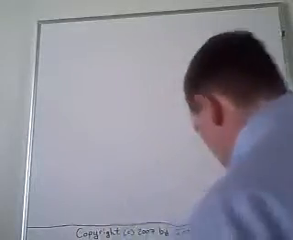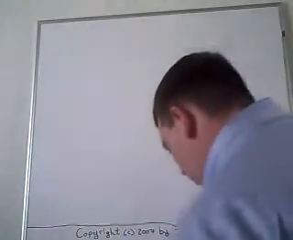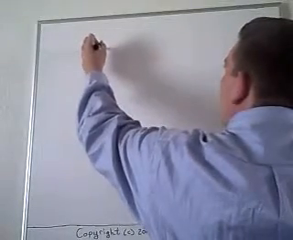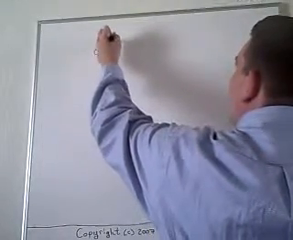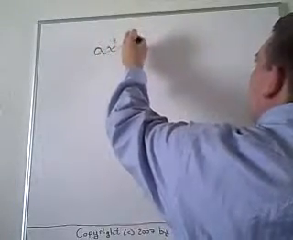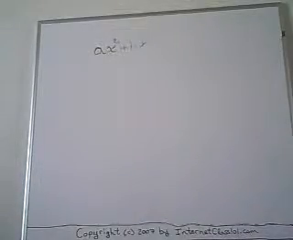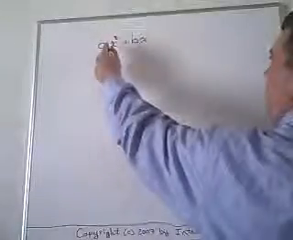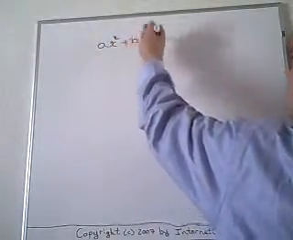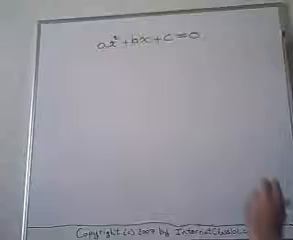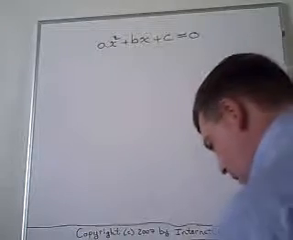So let me start by writing again the standard form for the quadratic equation, which is ax squared plus bx plus c equals 0. That's the general form. That's the standard form of a quadratic equation.